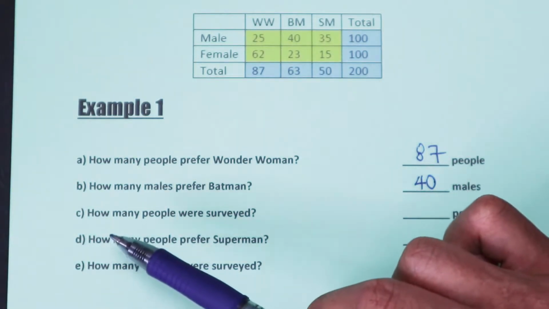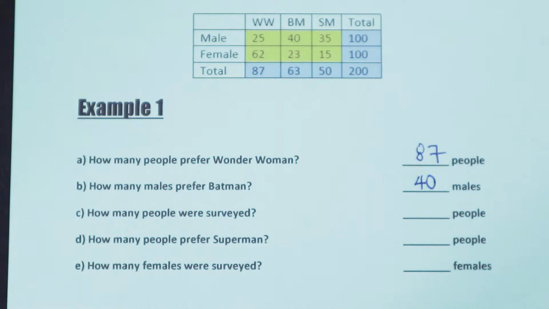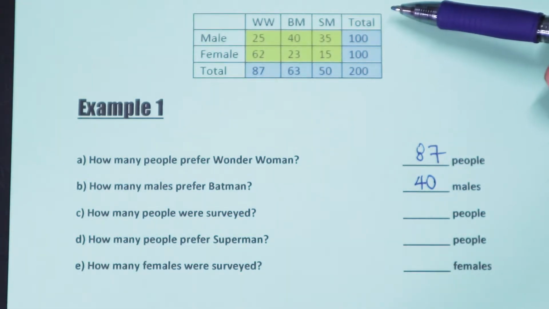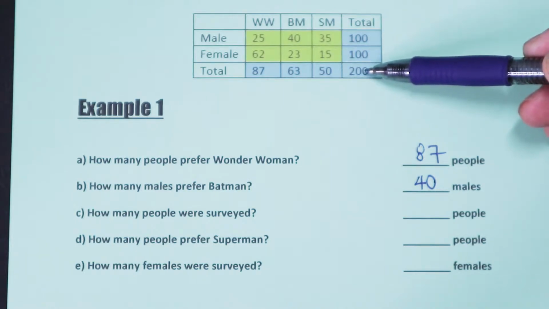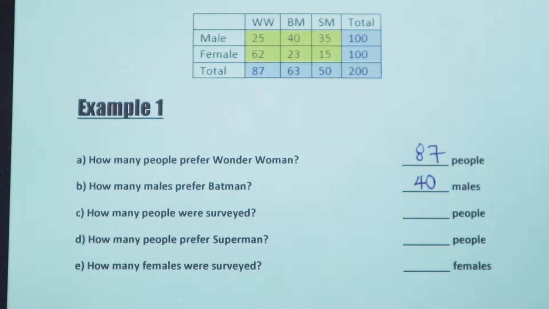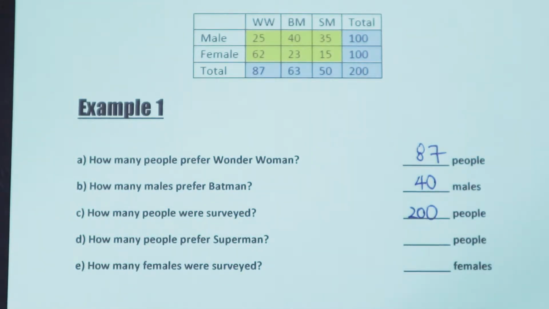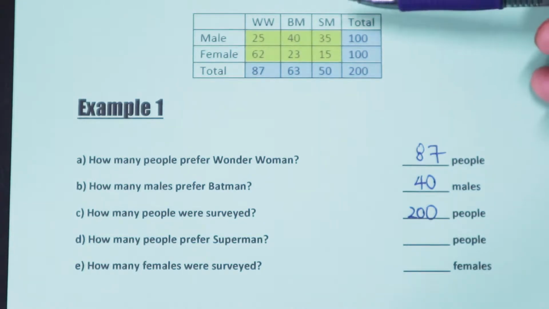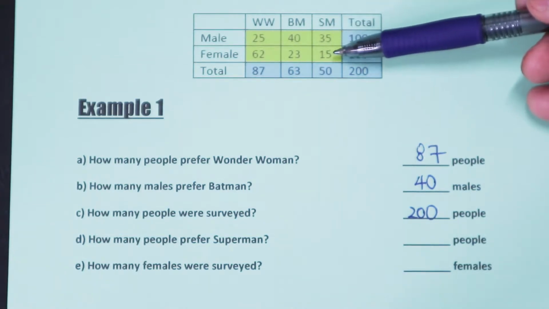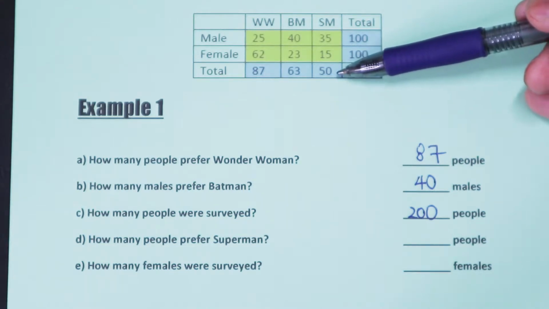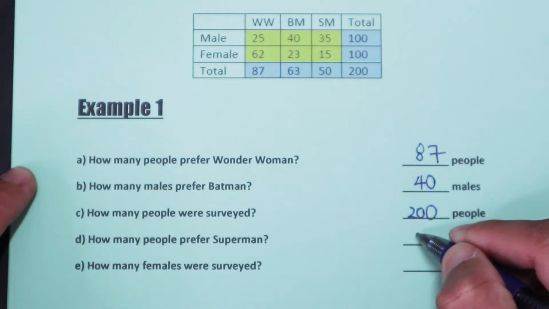What about part C? It says how many people were surveyed. So regardless of the response, how many people did we ask overall? That means we're going to take a look at the grand total, which is right here, the largest number in the two-way table, and that's 200 people. In part D, how many people prefer Superman? We take a look at the Superman column, and regardless of whether they're male or female, we want the total of the people who like Superman, which is this number right here, and that's 50.